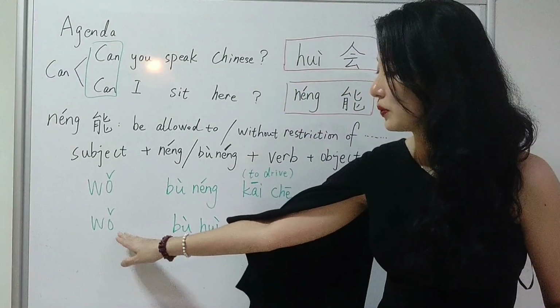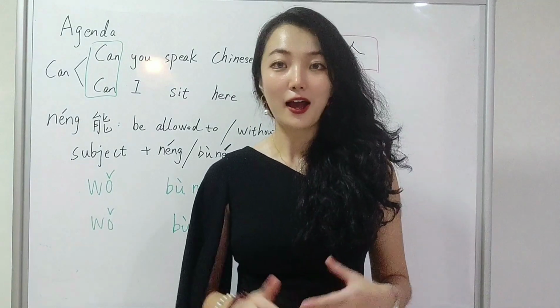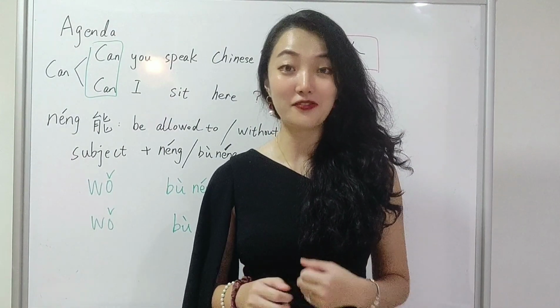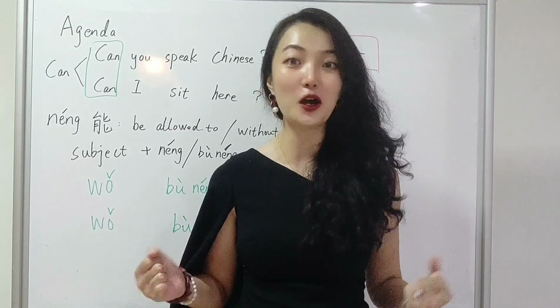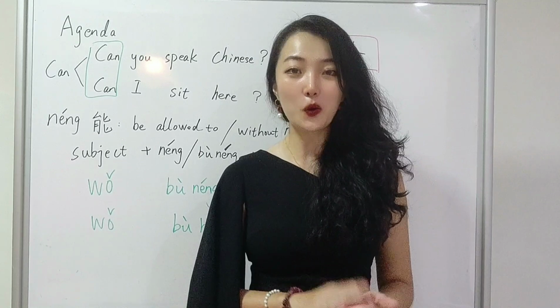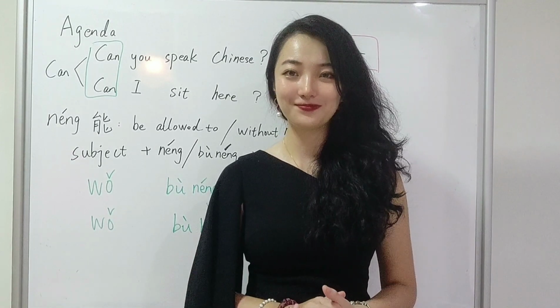And the second one, 我不会开车, literally just means I don't have the capability of driving. I've never learned how to drive. I don't know how to drive. I can't drive. So that's the difference between 会 and 能, or 不会 and 不能.